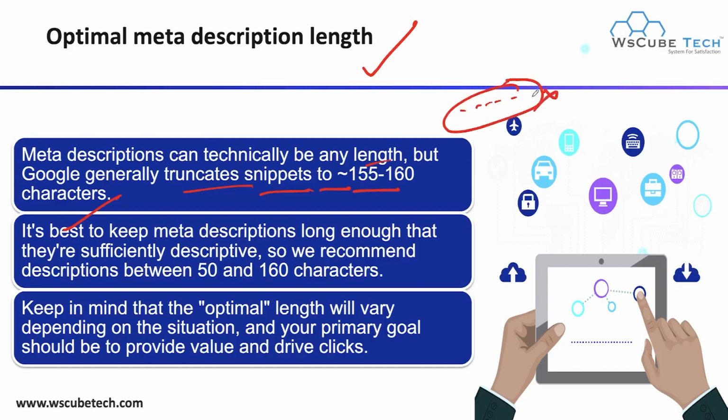So you have to summarize your complete web page in your meta description in a 150 to 160 character length. So keep in mind that the optimal length will vary depending on the situation and your primary goal should be to provide value and the right length. Okay, so it also depends on the site, whatever meta description you are using here.